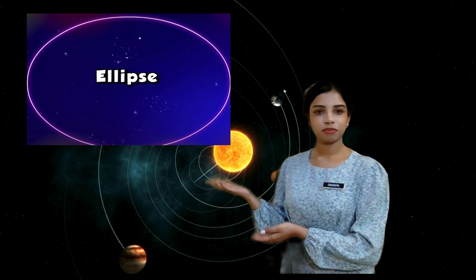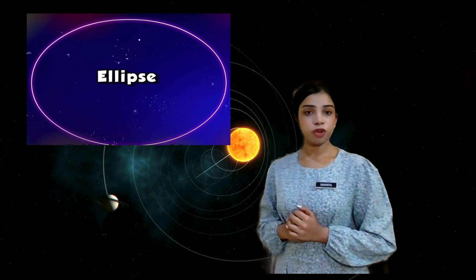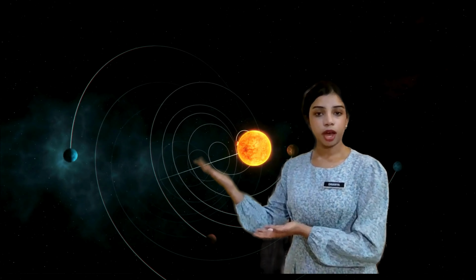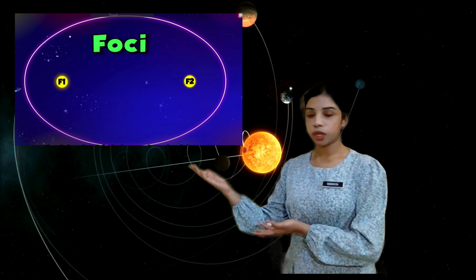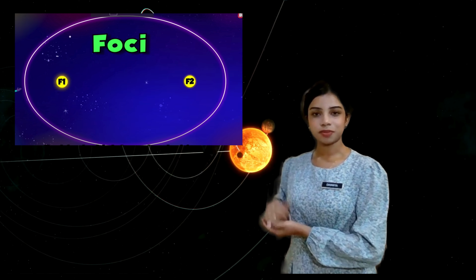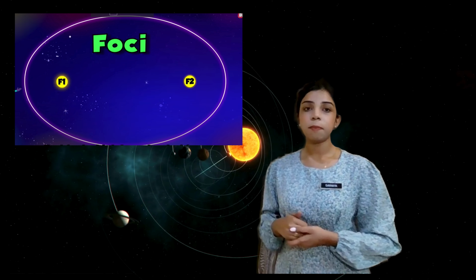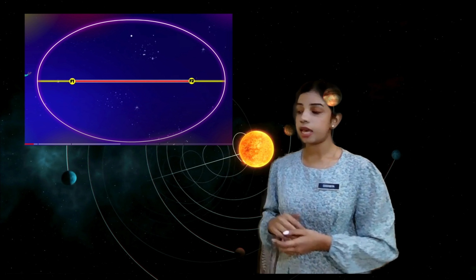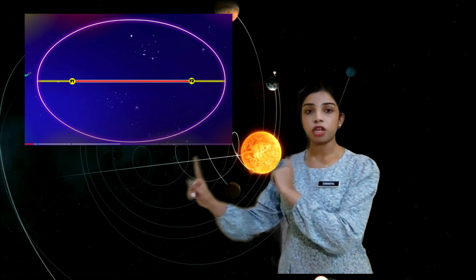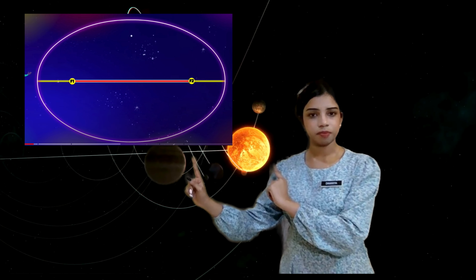Well, before we jump into the laws, there are a few basic things you need to know about a shape called an ellipse. It has two focus points called foci, which is the plural of focus. The foci always lie on the major or longest axis, spaced equally on each side of the center.